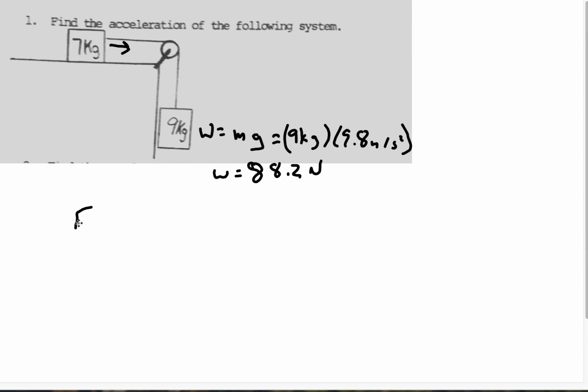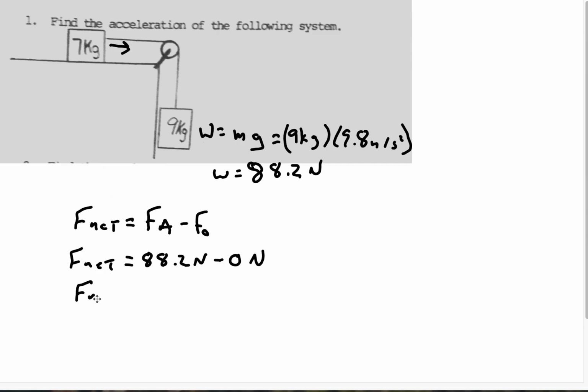So when I look at the net force, if I was going to do the equation with all the applied forces minus all the opposing forces, I only have one applied force. It's the weight of the hanging mass. And I have zero opposing forces. There's no friction here. There's nothing stopping this or slowing it down. So that 88.2 is the net force. It's the one force that replaces all the other ones. But in this case, there is only one force, so it has to be the net force.